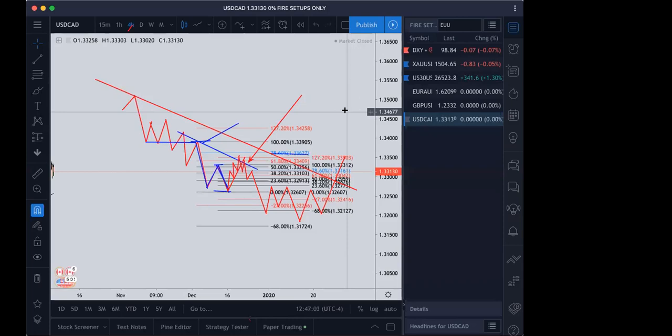So there is the 61.8 to 78.6. You can use this small Fibo for entry, but we're targeting the bigger time frame for take profit. Yes, and the risk-reward relation is 1.5 to 1, 2 to 1. It's excellent. Yes, exactly.